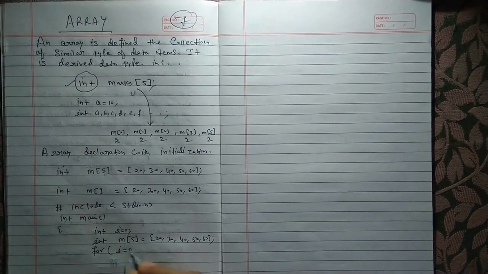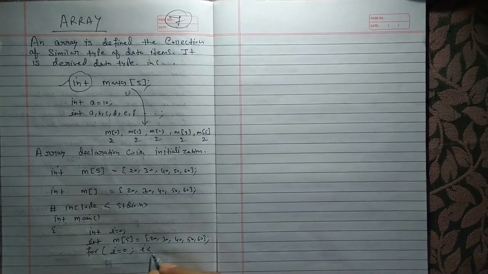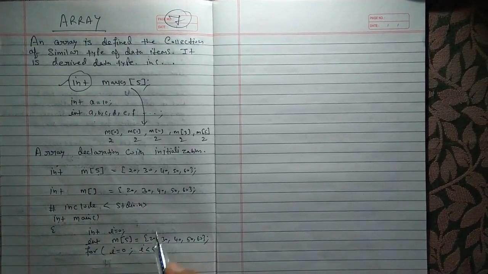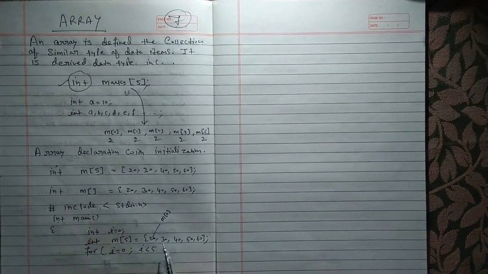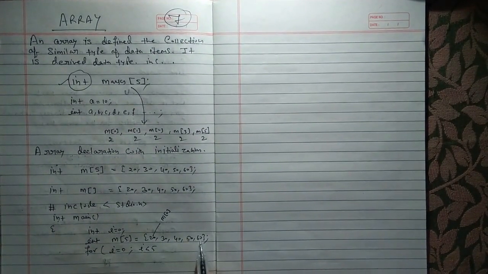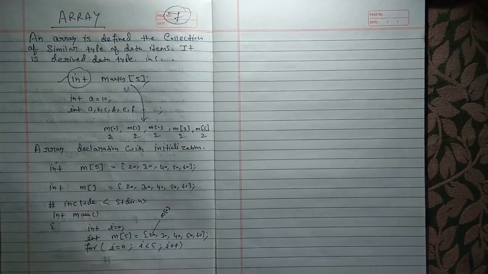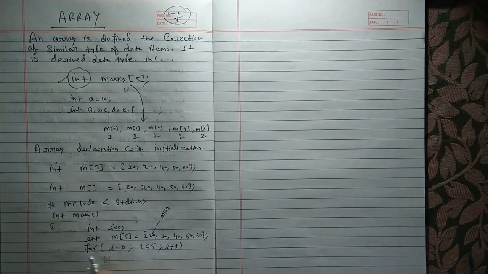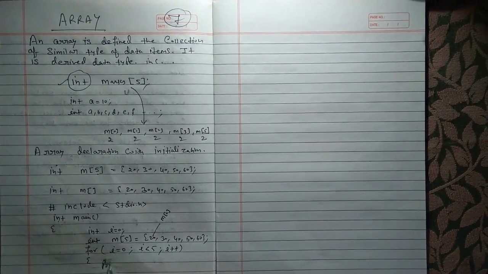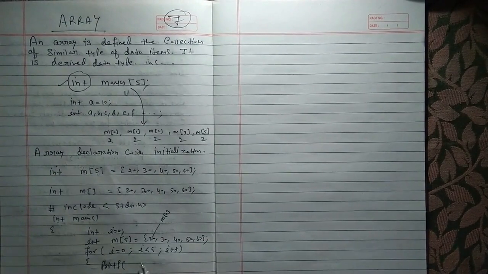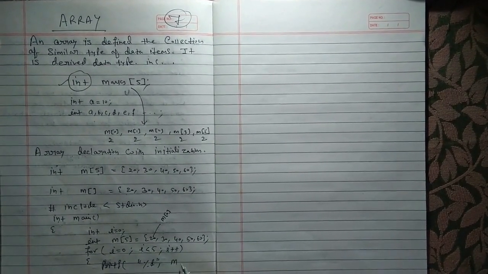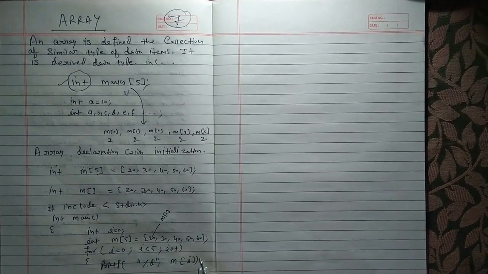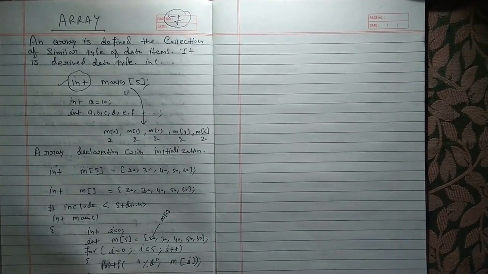So we are using a for loop, i = 0, i less than 5, because there are a total of 5 elements. The first element is actually m[0], so m[0], m[1], m[2], m[3], m[4]. So a total of 5 elements, and i++. How the loop works we have already discussed. Then in the for loop you must write printf, percentage d, and we are printing m[i], return 0.